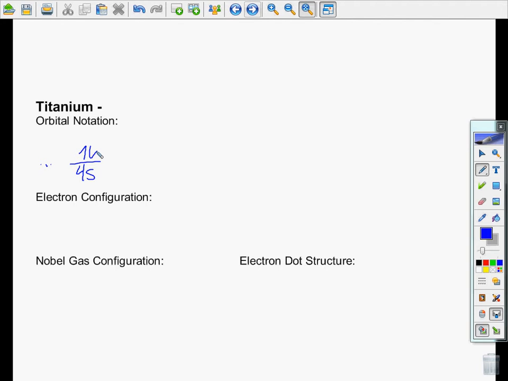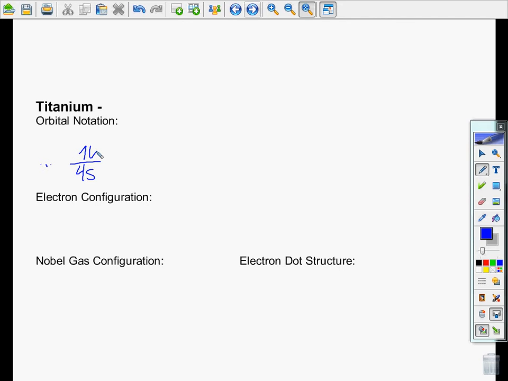So here, after calcium, this actually is 3d, not 4d, okay? When you get to the d orbital in the third shell, it overlaps the fourth shell just enough that the 4s is actually a little bit closer to the nucleus and fills up first before the 3d does. There's some overlapping of the shells. So we fill up 4s, then we do 3d, then we go back to 4 and do 4p.